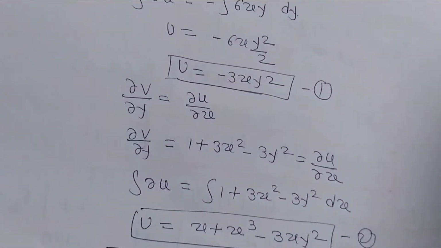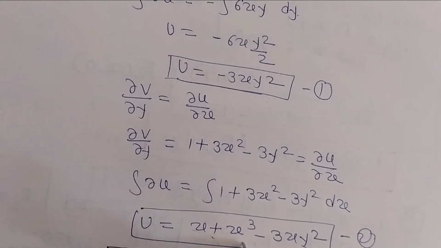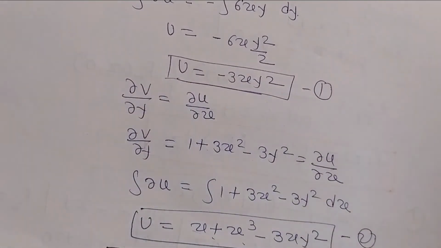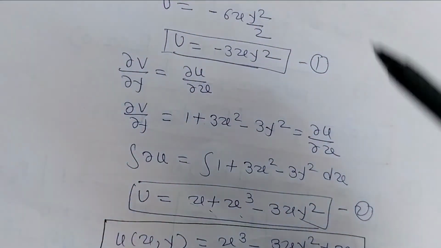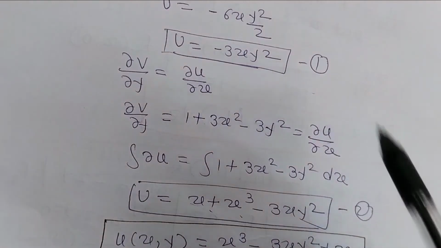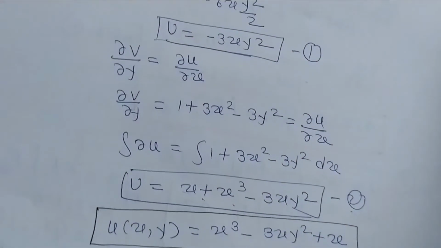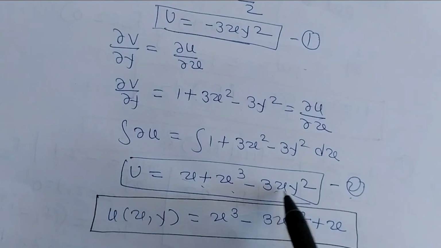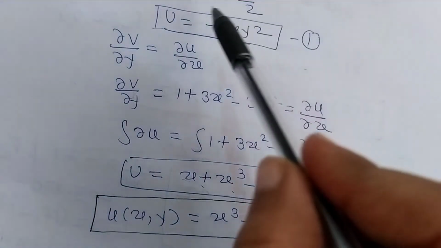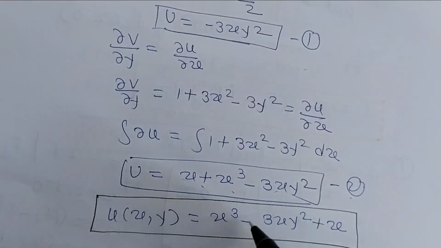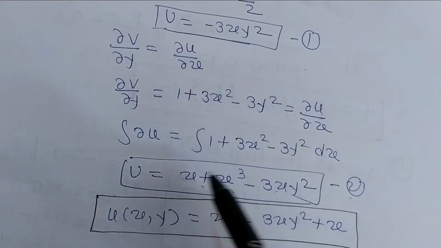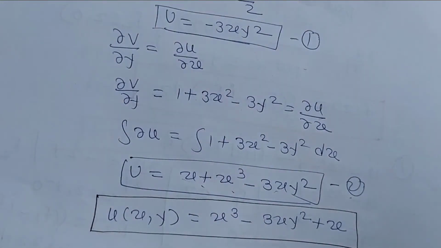So integrate this: integration dou u is equal to integration 1 plus 3x square minus 3y square dx. So u is equal to x plus x cube minus 3xy square. This is the first equation, this is the second equation. In the first and second equation there is minus 3xy square common, so we take it once. So this is x cube minus 3xy square plus x. This is the u of xy when v of xy is given.